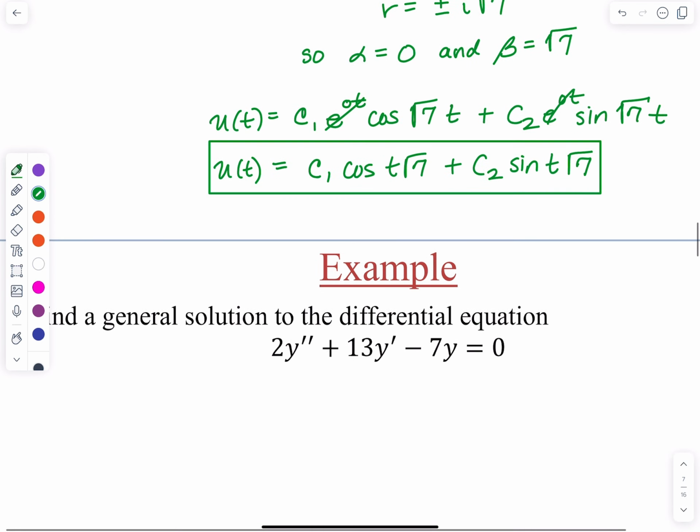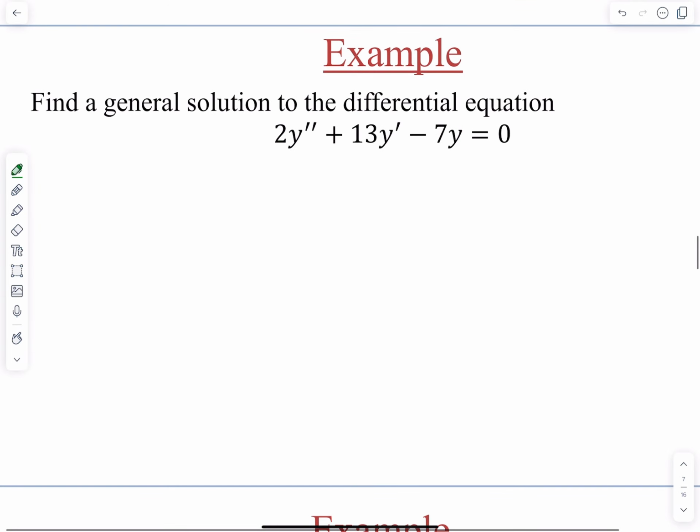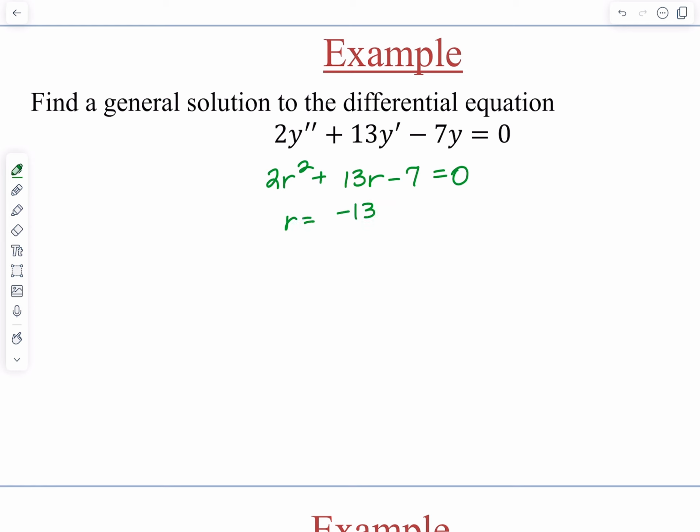Okay, let's take a look at our next example. Find a general solution to this differential equation shown below. We will come up with our auxiliary equation. So we have 2r squared plus 13r minus 7 equals 0. We have r equals the opposite of 13 plus or minus the square root of 169 minus 4 times 2 and negative 7, all over 4. Now, as you can see here, we are going to have real roots.